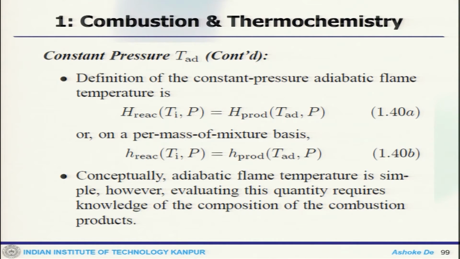So, the adiabatic flame temperature definition gives the reactant enthalpy at Ti and P equal to the product enthalpy at T adiabatic and P, and on per unit mass basis you can find it from this. One can calculate the adiabatic flame temperature, and it is a simple calculation, but it requires some knowledge of the composition of the combustion product. That means if I have methane reacting or propane reacting, then the combustion product needs to be known.